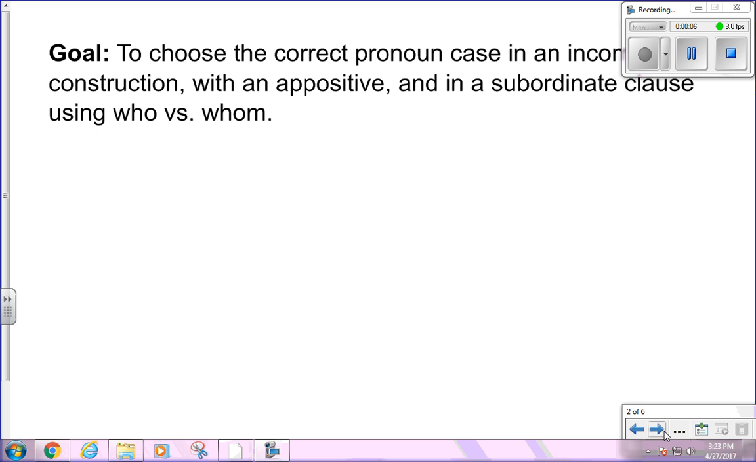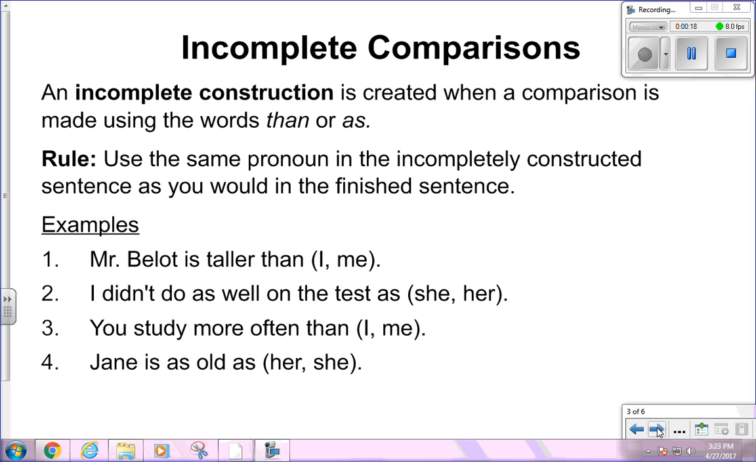Today we're going to be talking about 3 different situations, and our goal is to choose the correct pronoun case in an incomplete construction, with an appositive, and in a subordinate clause that uses who or whom. Now, first we're going to focus on what are called incomplete comparisons, which may be a new concept for you.